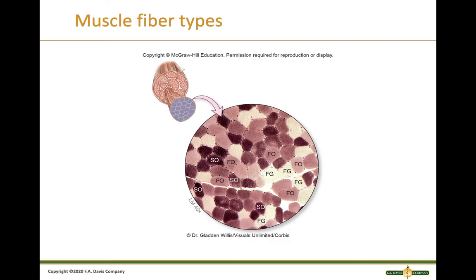Alright, next thing is about muscle fiber types. So we have slow twitch muscle fibers. These are the ones that look red in this picture. They're going to have lots of mitochondria, good blood supply.